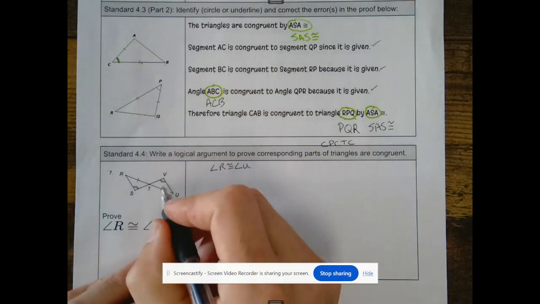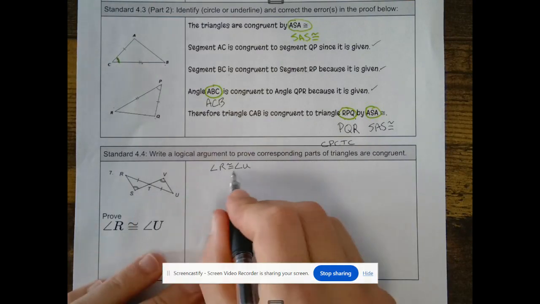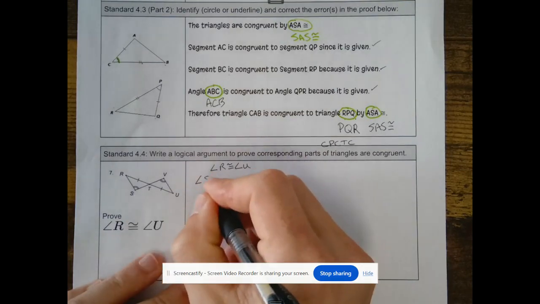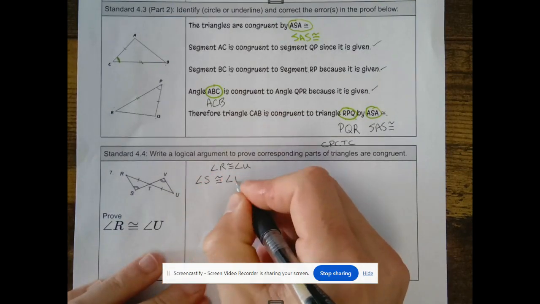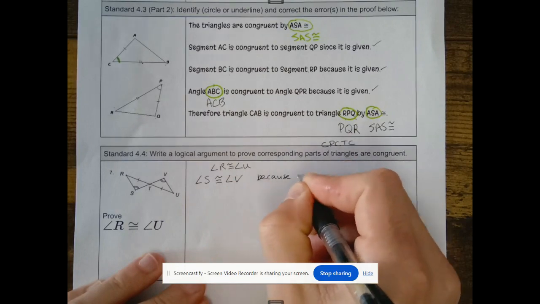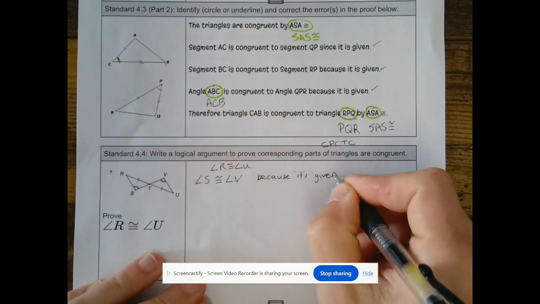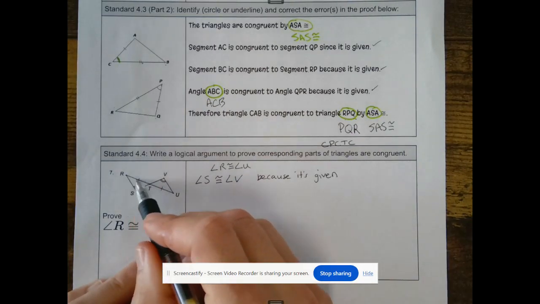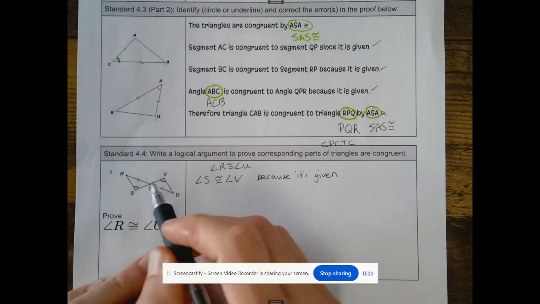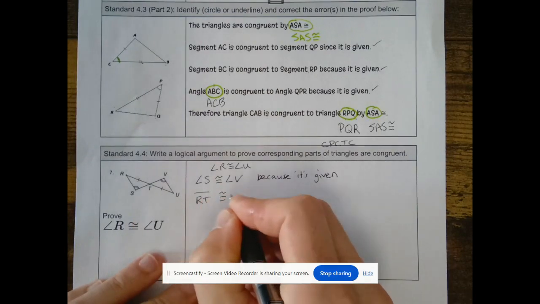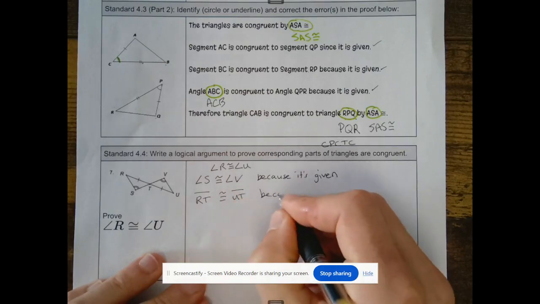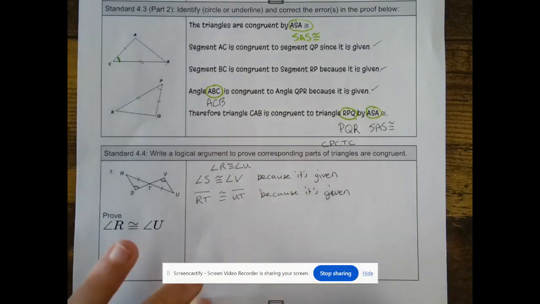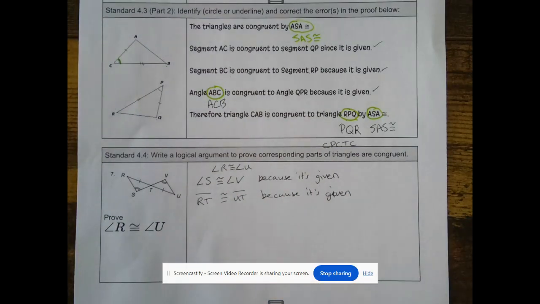Well, let's break it down. Before we get here, we have to prove the triangle is congruent. So let's look at our evidence. I see angle S is congruent to angle V because it's given. What else do we see? I see this congruent side right there, those markings right there. So I can see segment RT is congruent to segment UT. Why? Again, because it's given to us. So I've got an angle and a side. That's not enough. I need more than that. Okay, I need a third angle, I need another side.